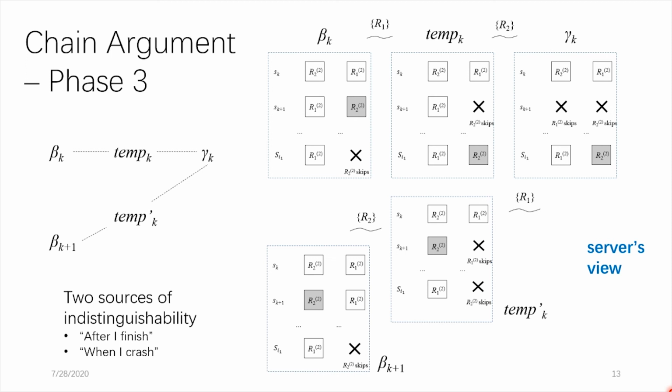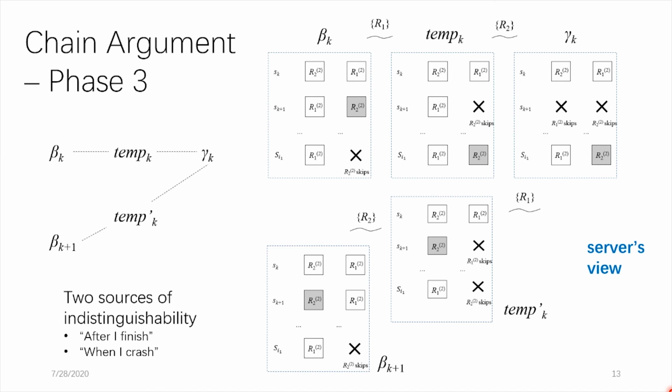In our construction, there are two sources of indistinguishability. We name them after R1 finishes and when R2 crashes. First, we revise beta k to get temp k. All of the modifications are made after R1 finishes, and this will give R1 the indistinguishability. Next, we revise temp k to get gamma k. All modifications are made when R2 crashes, and this will give R2 the indistinguishability.